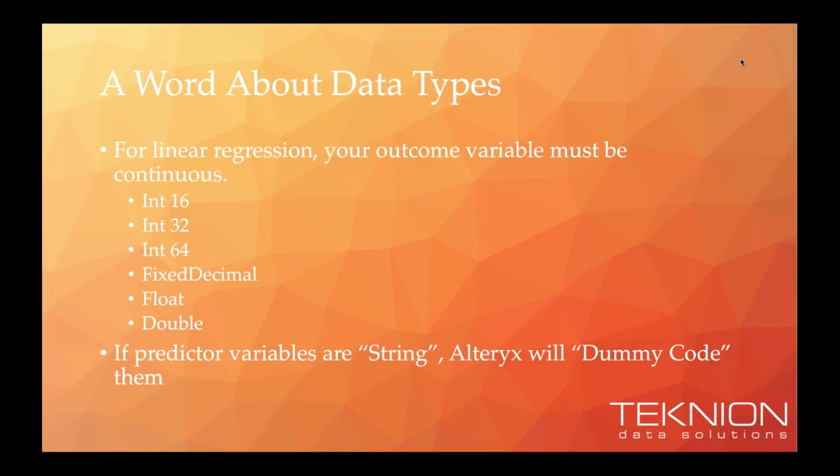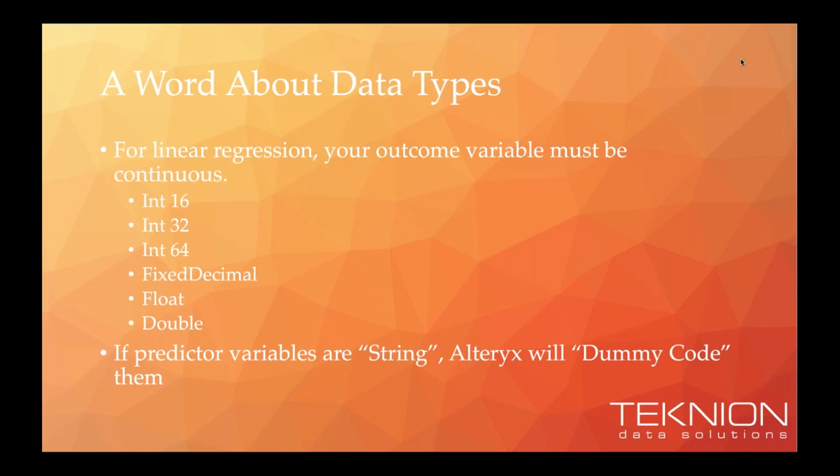Now for the predictor variables, this is somewhat true too, but we're going to add a couple of things to this. For the predictor variables, they can be a string or they can be dichotomous, meaning they can be like a yes or no or true or false or 1 or 0.